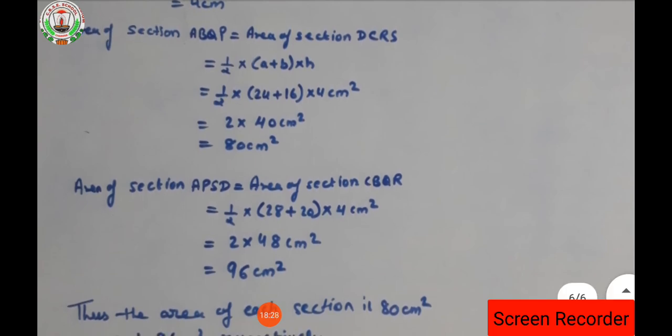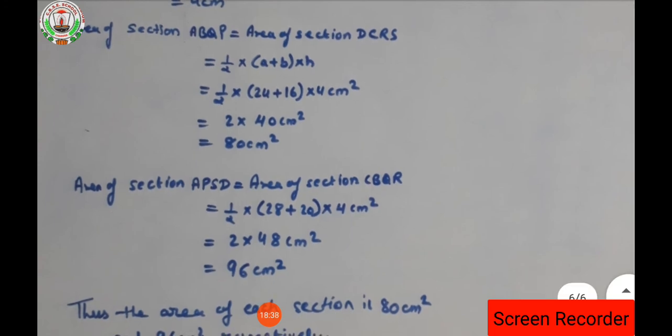So the area of the section ABQP is equal to the area of the section DCRS. Both the areas are the same, so only one formula is applicable, that is half into A plus B into H, where A value is 24, B value is 16, H value is 4. So the answer will be 80 centimeter square.